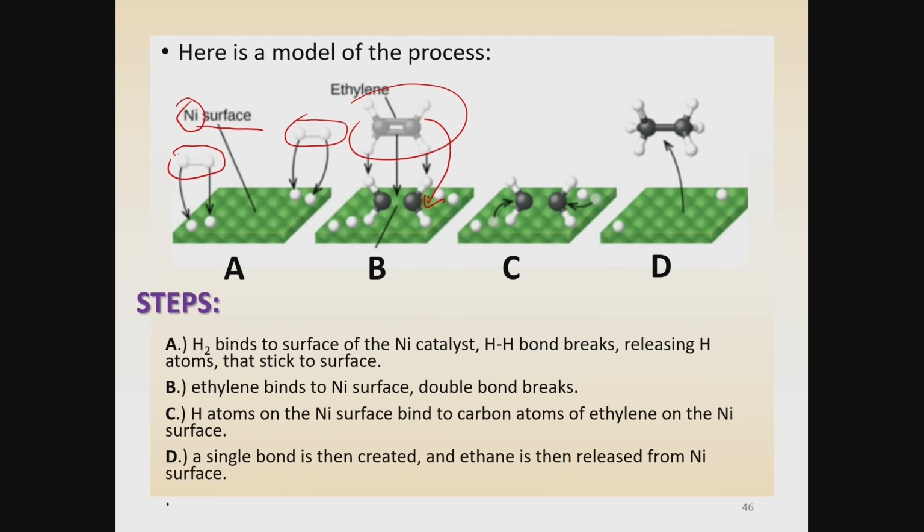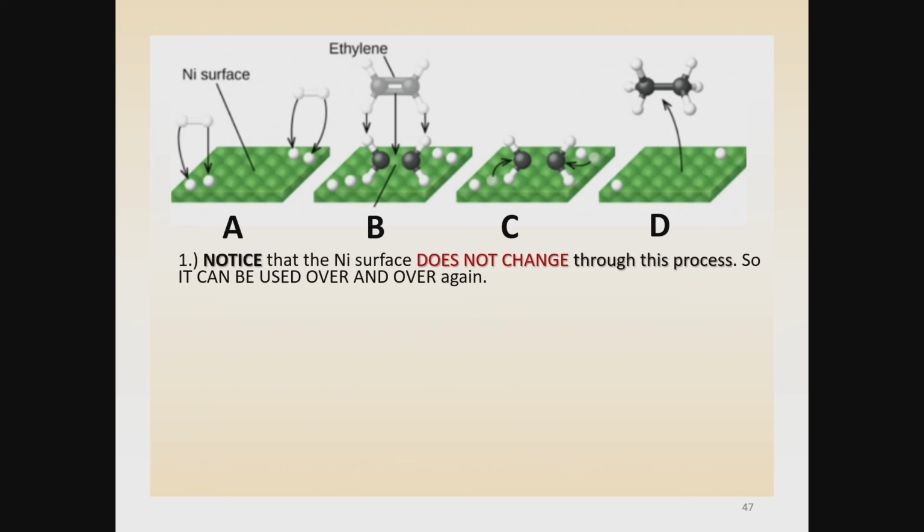Very importantly, you can see something really important here. When we're at A, some molecules are binding to the surface and bonds are breaking. When we're at B, we have other molecules binding and bonds breaking. At C, you have new bonds forming, and at D, the molecule, your product, is released.